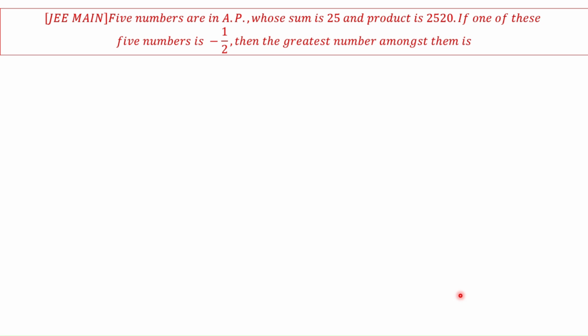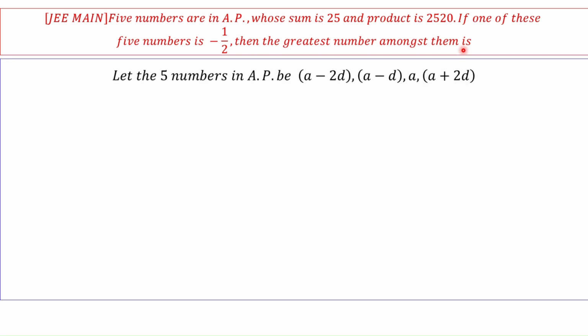Five numbers are in AP whose sum is 25, and the product is 2520. If one of these five numbers is minus of, then what is the greatest number among these? Okay, let's see. Five numbers are in AP, so you take this way.